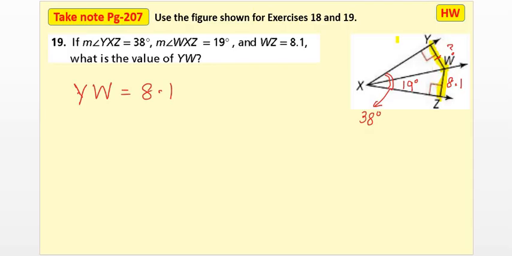How do we know that this is the case of the angle bisector? Because this whole angle given is 38, half of it is 19, so for sure the other one will also be 19, because 19 and 19 together give us 38. So we can see that this is the case of angle bisector.